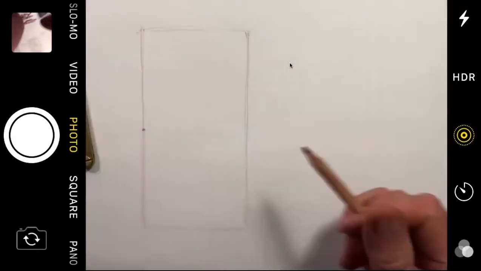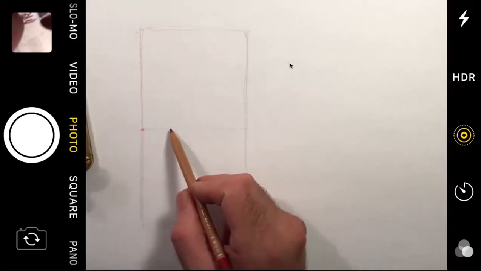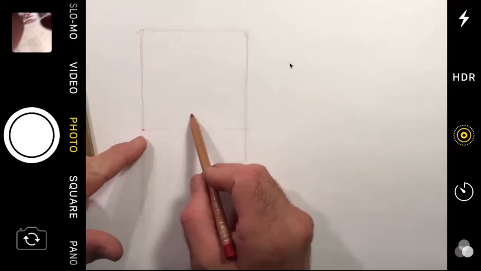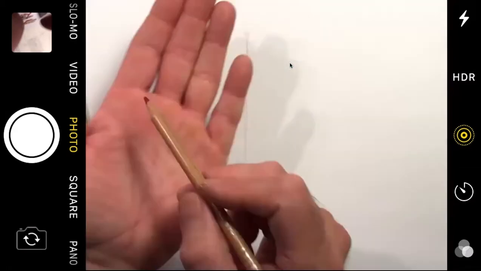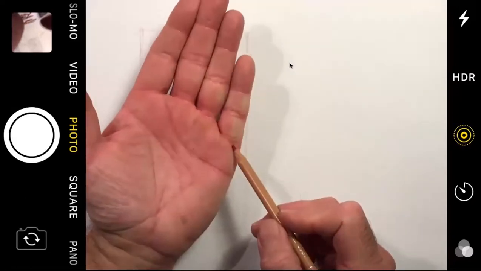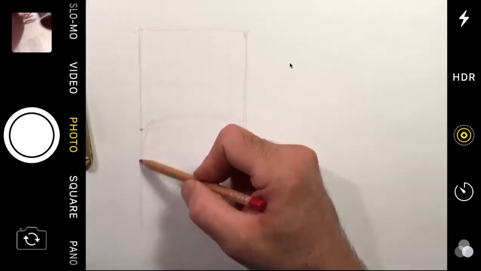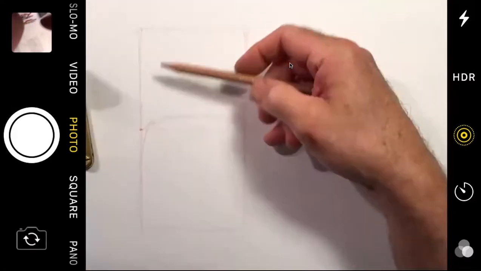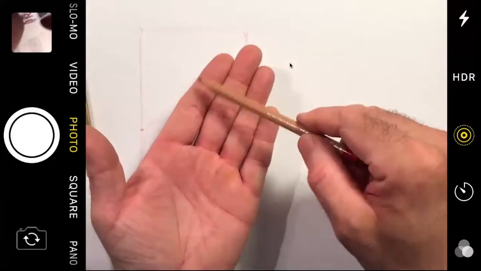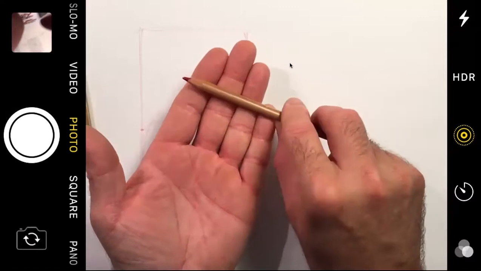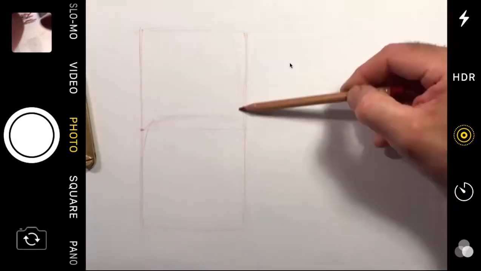So if this is the midpoint, I see that the palm is a little bit bigger than the fingers. So I bring up this line in here as the base of the fingers. And now I have palm and fingers, right? And then I look at the fingers and I see that they taper. This width in here is definitely smaller than this width in here, right? So the fingers will taper up like this, right?